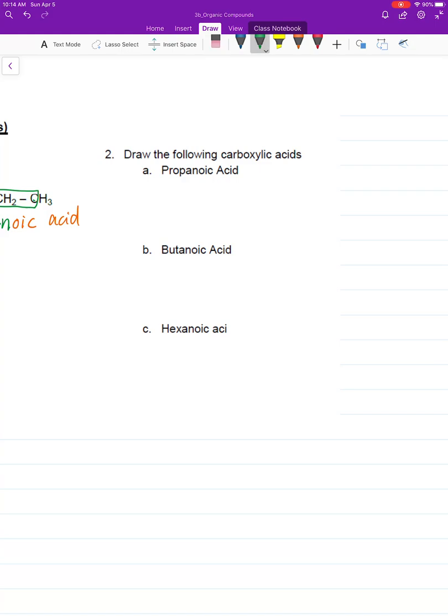Now we're going to draw. So again, we have to just work our way backwards. So prop tells us 3 carbons. The oic acid tells us we're dealing with a COOH group. And so now we're just going to draw it out. So propanoic acid, 3 carbons. On an end carbon, doesn't matter which one, we have to draw the hydroxyl group. And fill in our carbons.